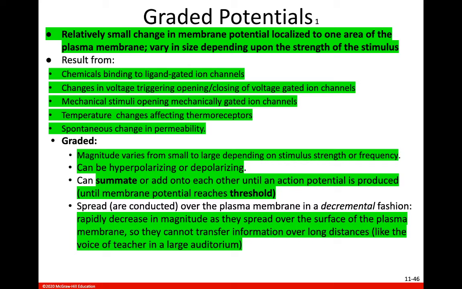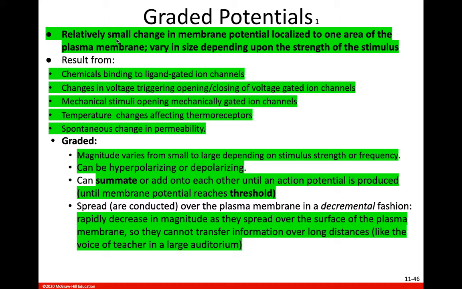But if we had several very small changes successively, then those can summate. They can add together, and that will give us a big enough change to get us to negative 55, which is threshold, and give us an action potential. So these little bitty changes, due to the stimulation which causes opening of some of these different channels, are not enough individually to get us to threshold, but if we get lots of them, it can still be enough to get us up to threshold.